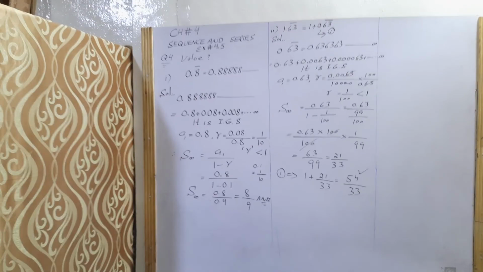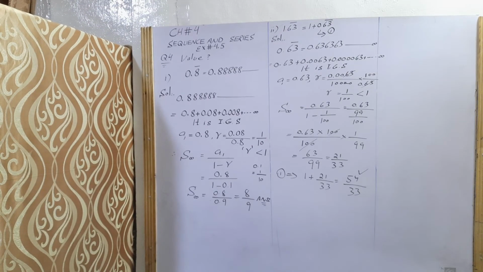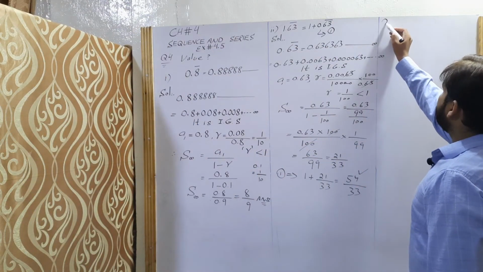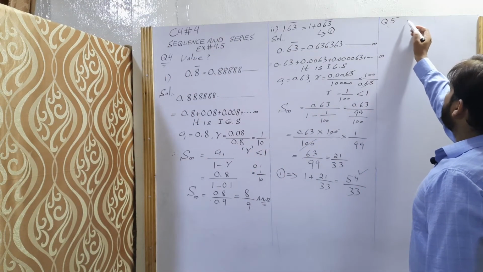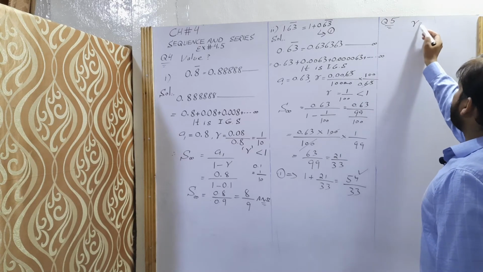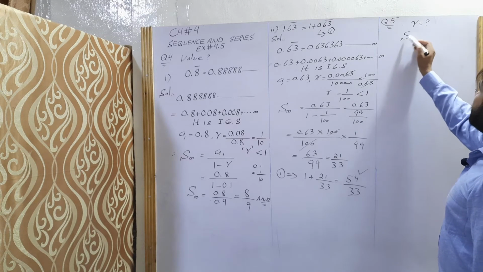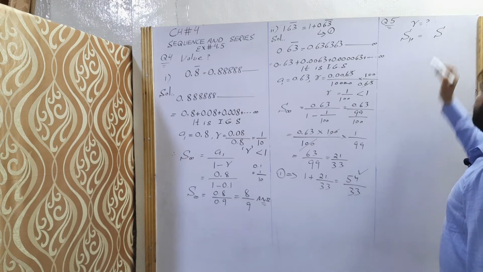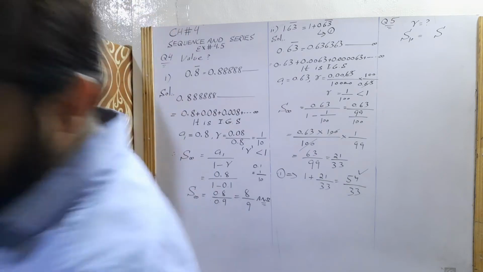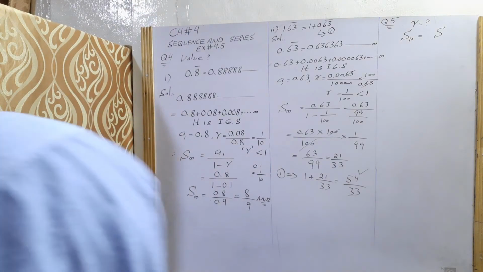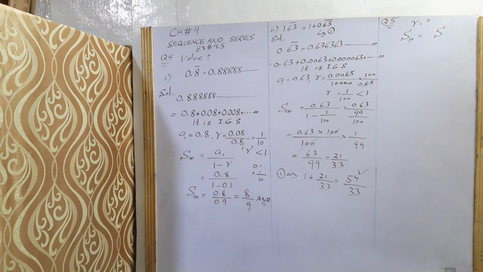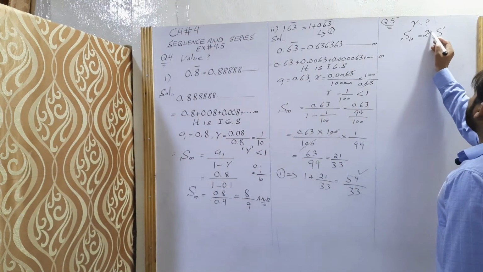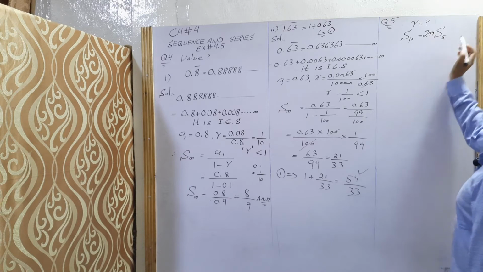Next, question number 5: find the values of r such that the sum of 10 terms is equal to 244 times S5. Solution.